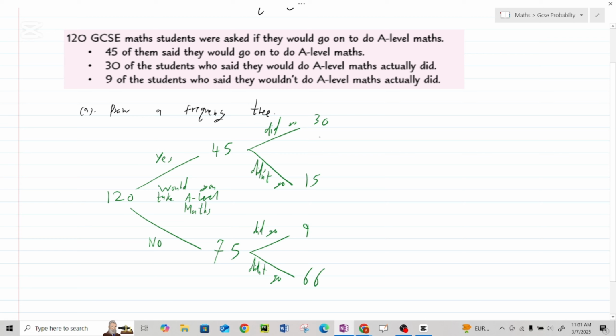We just displayed the information that they gave us on a tree-like structure, by just asking questions. Did you take A-level maths? Yes. Did you go? Yes. Did you take A-level maths? Yes. Did you go? No. Did you take A-level maths? No. Did you go? Yes. And then somebody didn't go as well.